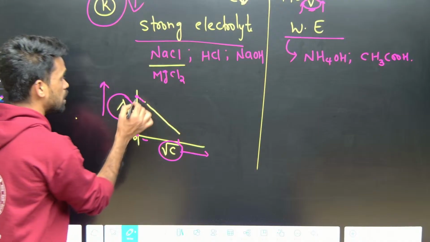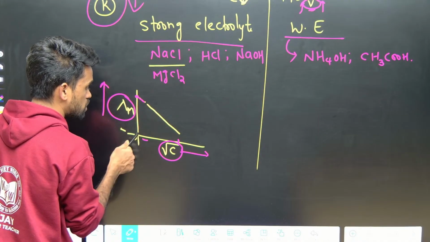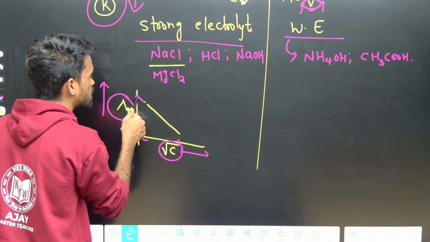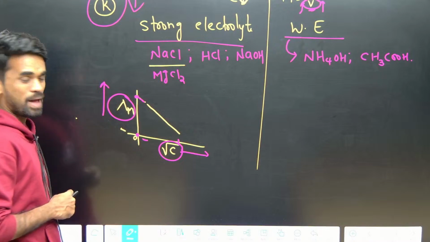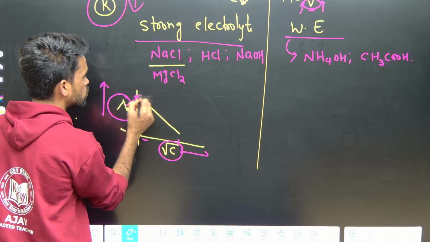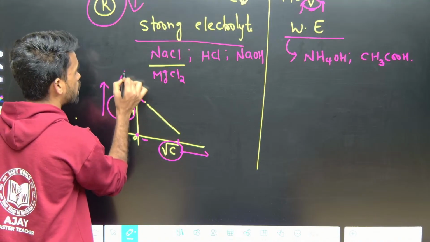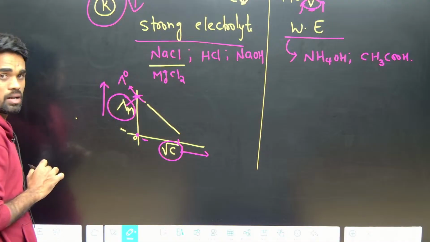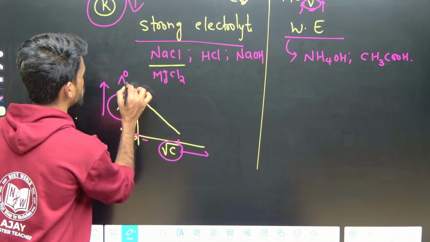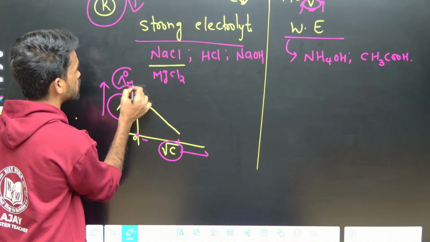So infinite dilution, you can say, or zero concentration of solute or that electrolyte. At this point we will be seeing the maximum molar conductivity. This maximum conductivity you can call the limiting molar conductance, or molar conductance at infinite dilution. I can indicate that at zero concentration as lambda naught m.